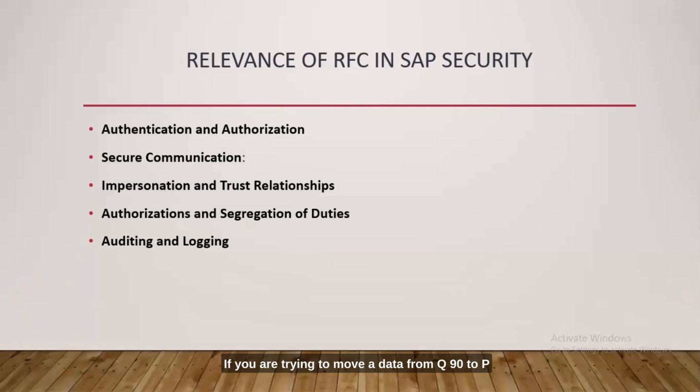If you are trying to move data from Q90 to P92, or move information from P92 to Q90, the link or the exchange of data needs to be secured. So that's where encryption comes in, message integrity comes in, and configuring RFC parameters and so on and so forth. Those things are part of the secure communication you can initiate when you are carrying out an RFC connection.